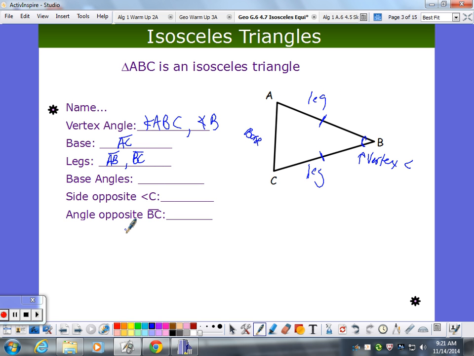And then where are the base angles? What are the names of the base angles? Base angles. Abby? Yep. Right, so these are my base angles.